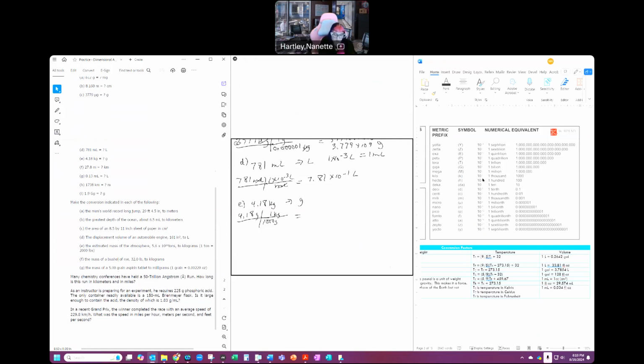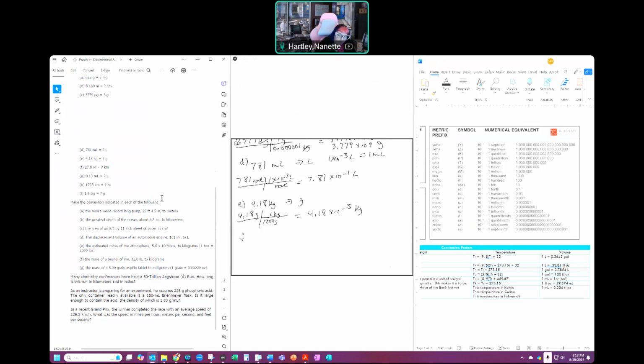And so I take my 4.18, I divide that by 1,000, and that gives me 4.18 times 10 to the minus 3. That's in kilograms. Okay. So however you get comfortable working with these sums, I don't care how you do it, as long as you can show me what you did to do it. All right. But again, I need to see your setup just in case something goes wrong. So that is number E.